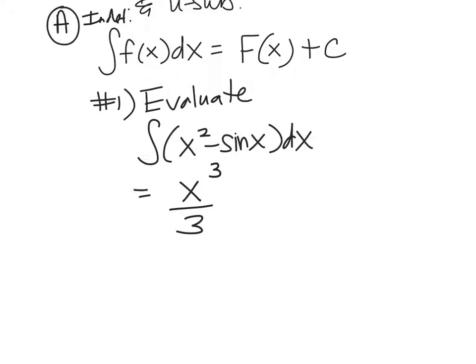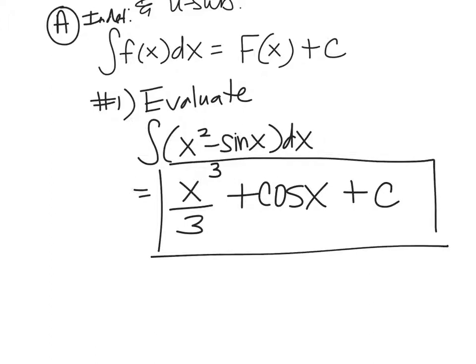X cubed over 3, and then what's the antiderivative of negative sine x? It's positive cosine x, and then don't forget, plus c. And that would be your answer. If you want to check your answer, take the derivative of your answer. Whatever you get should equal whatever was in the integral. So the derivative of this is x squared.